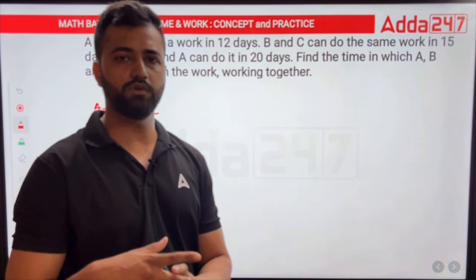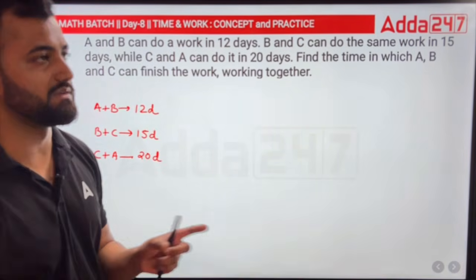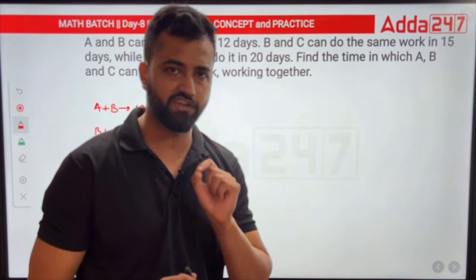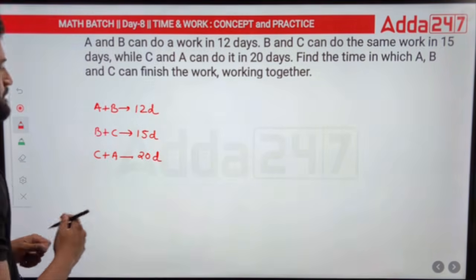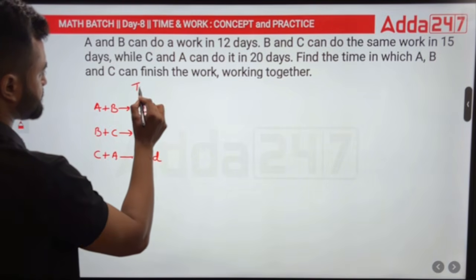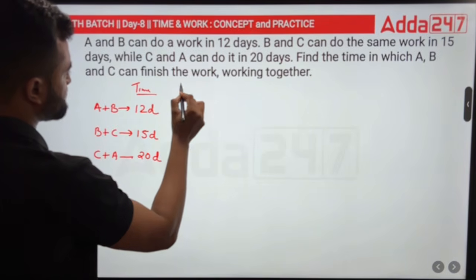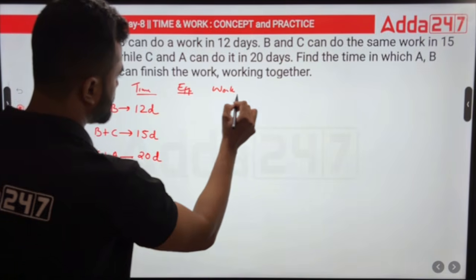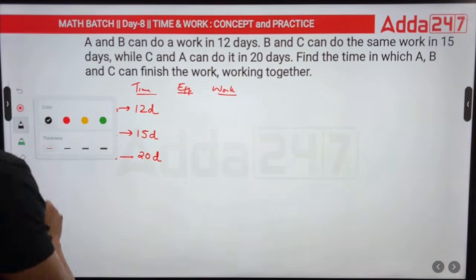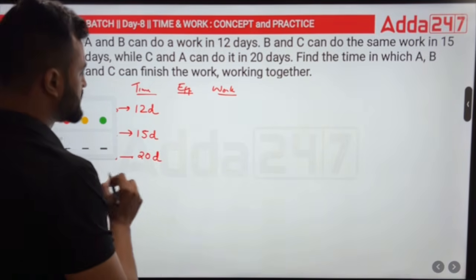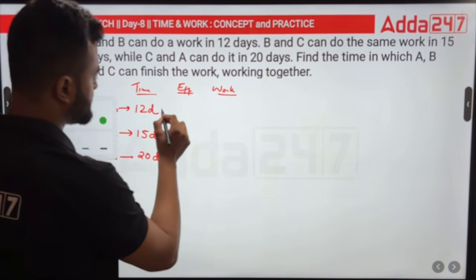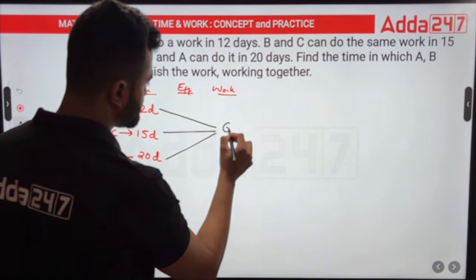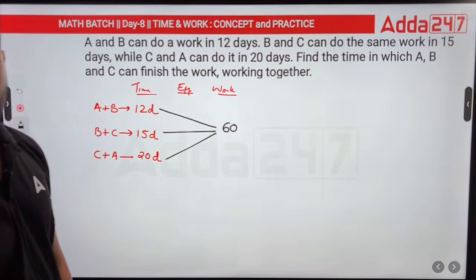So we are experts now. We know that in order to get the time taken by A, B and C, we need the work and the efficiency of A, B and C. So they have given us time. We want efficiency and we want work. Let's get the work first. What will be the work? The LCM of these numbers. Let's get the LCM of these numbers. How much are we getting? Here the LCM would be 60.